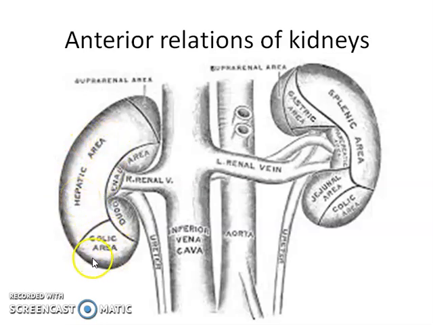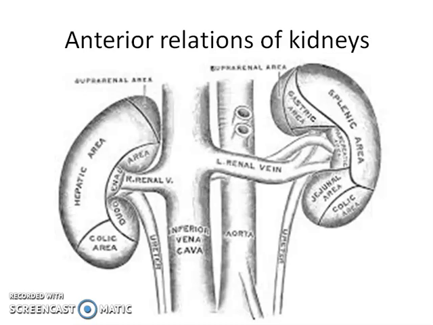The fourth area is the colic area. This is non-peritoneal, occupies the lateral part of the lower pole and related to the right colic flexure. The last area, which is not shown in this diagram, is the jejunal area. It is a small peritoneal area, occupies the medial part of the lower pole and related with few coils of the jejunum. So the 5 relations on the right side of the kidney are the suprarenal area, the duodenal area, the hepatic area, the colic area, and here will be the jejunal area.